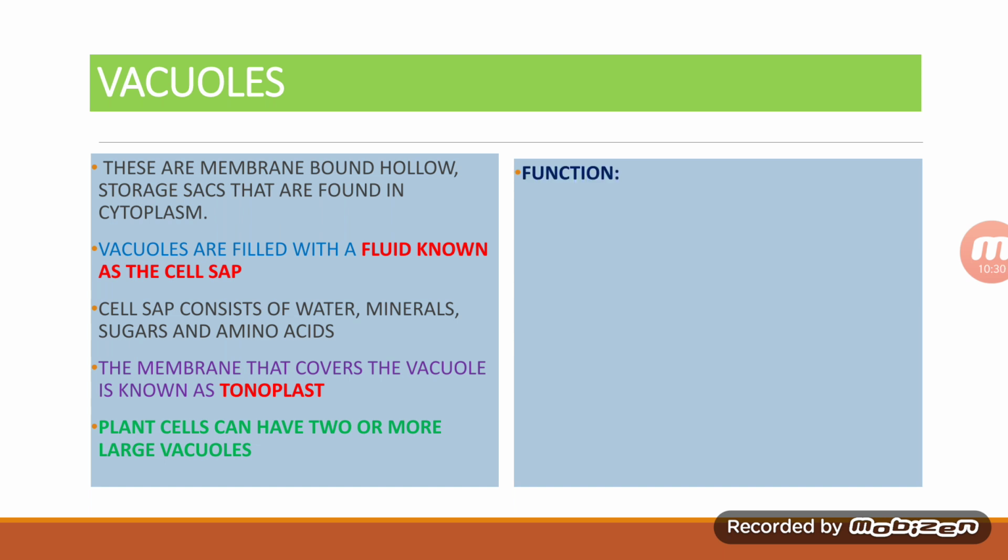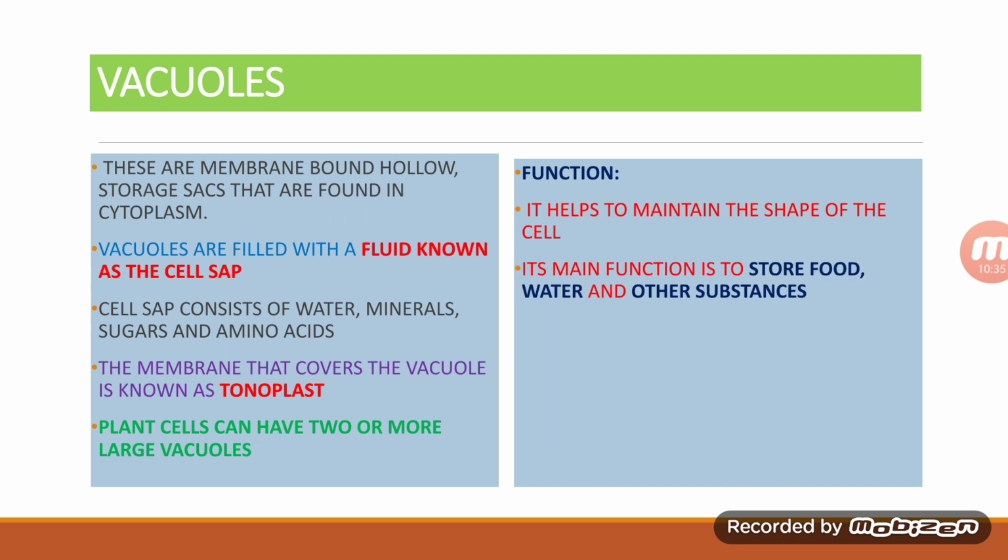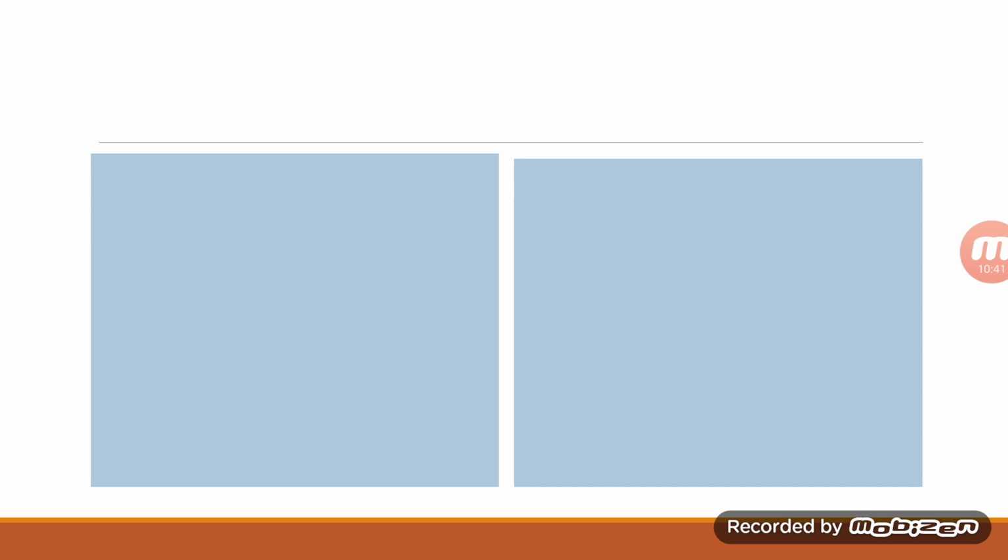What is the function of the vacuole then? It helps to maintain the shape of the cell. Its main function is to store food, water, and other substances.